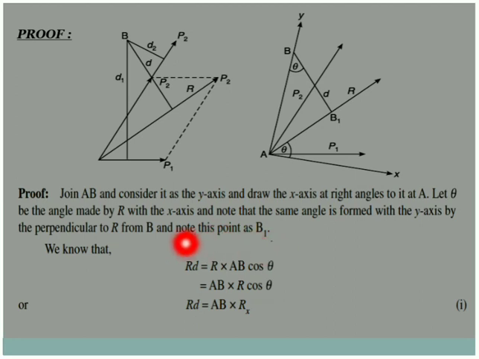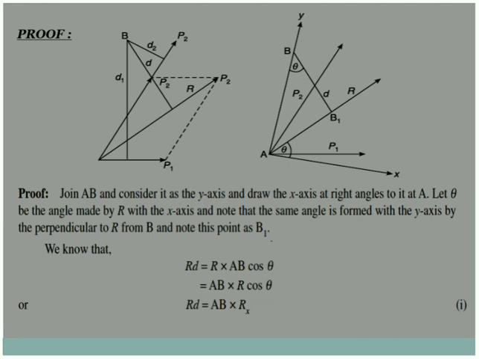Then further, we just interchange the terms. In place of AB we take R, as it is multiplication, it won't affect the result. So what will be RD? RD will be AB into R cos theta. But what is R cos theta? It is the x component of the resultant. Therefore RD is equal to AB into Rx. If you concentrate a bit and try to understand, this theorem is very easy.